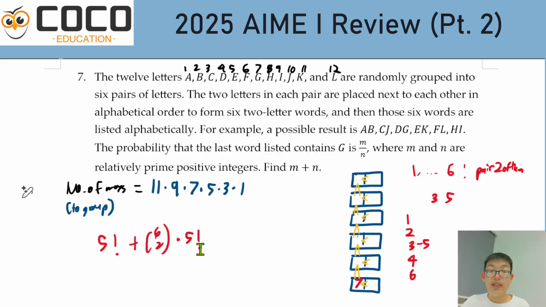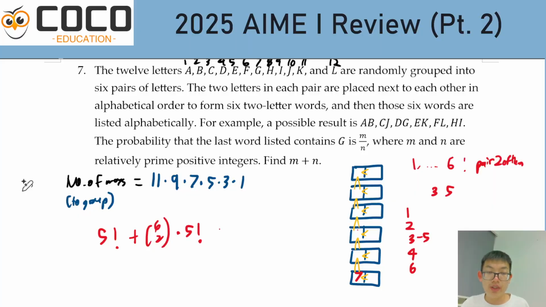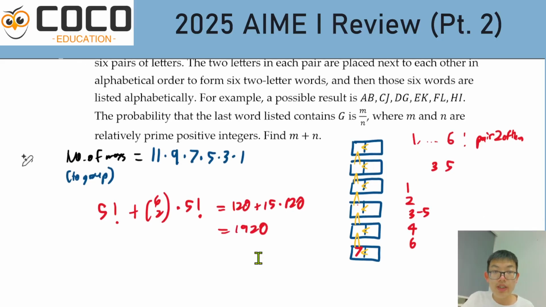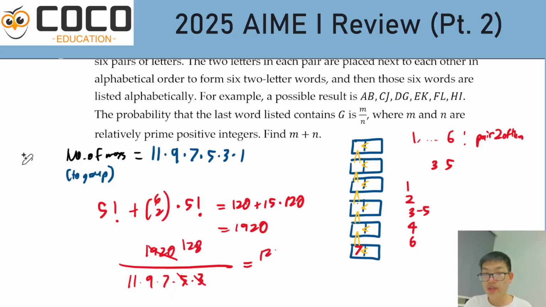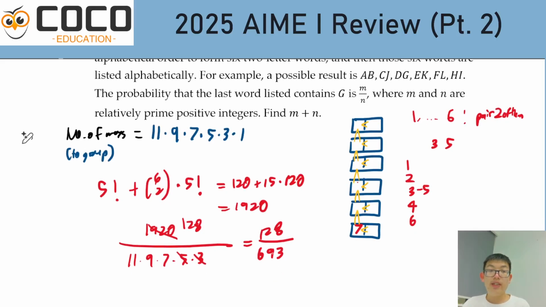So this is, I think, the most efficient way to do the counting. You end up with 1920, and then we simplify. You end up with 128 over 693 as your probability, and your answer is 821.